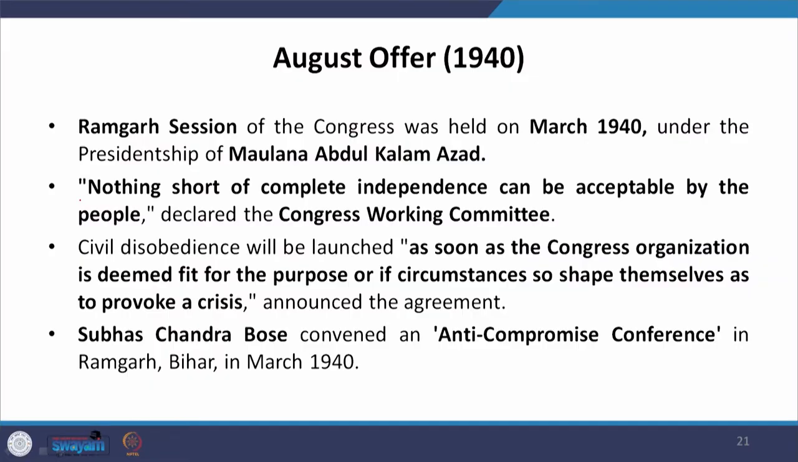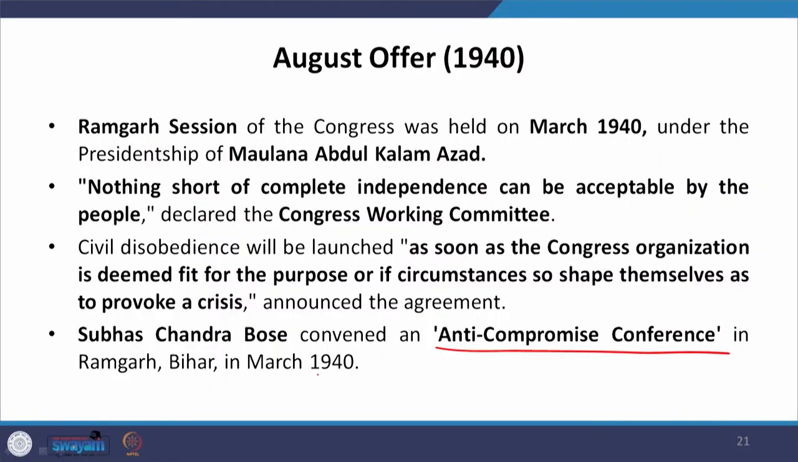So, for the Ramgarh session of the Congress, which was held in March 1940 under the presidentship of Maulana Abul Kalam Azad, we see that the CWC states that nothing short of complete independence can be acceptable by the people, and civil disobedience would be launched as soon as the Congress organization is deemed fit for the purpose, or if circumstances so shape themselves as to provoke a crisis.